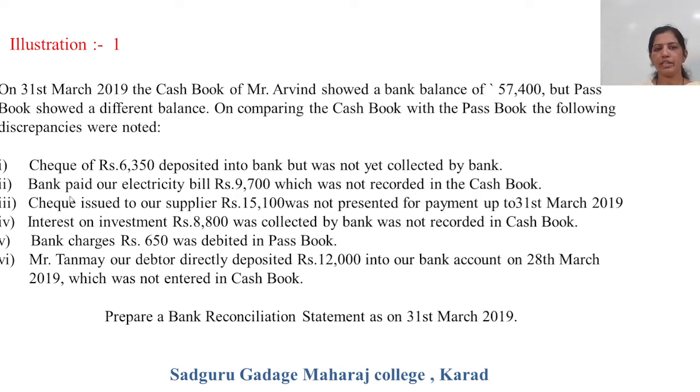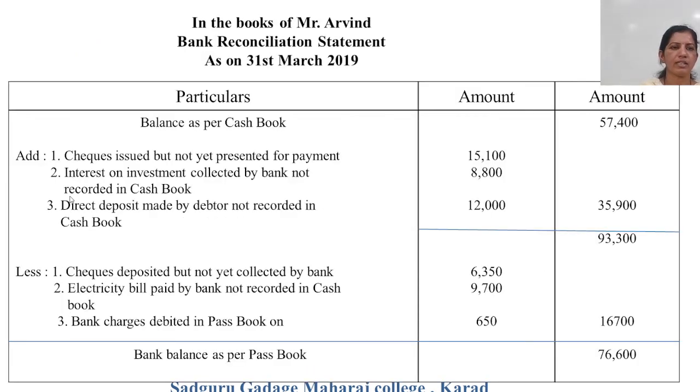That's why the entry for bank charges has not been passed in our cash book. Bank charges reduce the balance of the cash book, that's why this transaction is to be deducted. See the transaction number 5, bank charges. Bank charges were debited in the passbook only, 650.